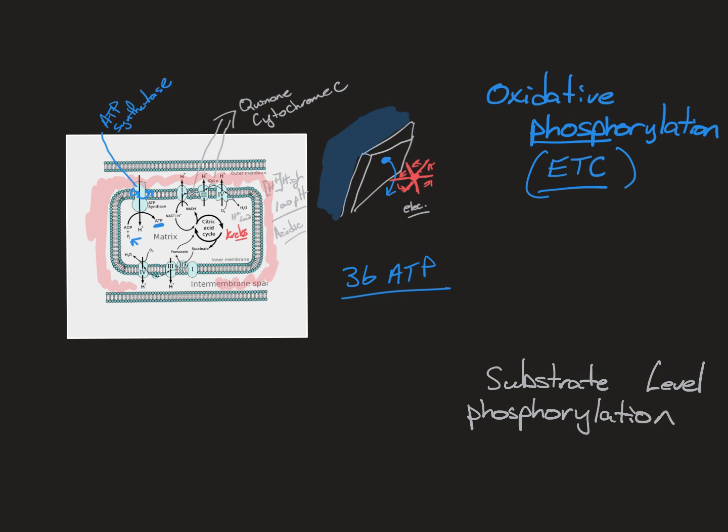Substrate level phosphorylation is done one enzyme at a time, putting one phosphate on one substrate at a time. So this is actually much slower. It's slower, but it's also more targeted.